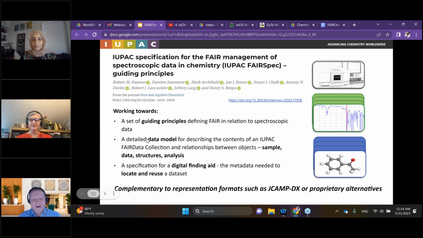And we anticipate that this will be complementary to those proprietary representation formats and even the standard exchange formats such as JCAMP. And so I think that probably, go ahead, Fatima.